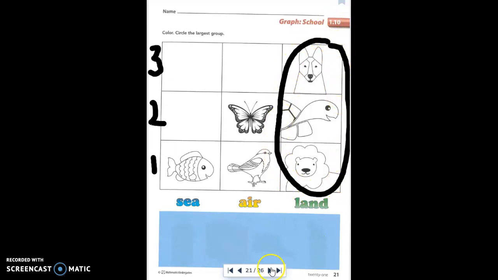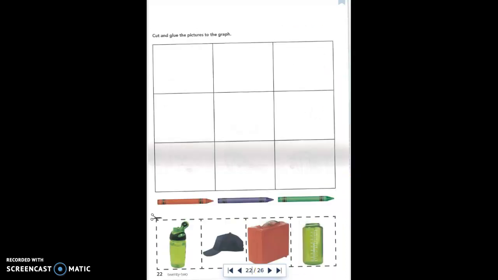All right? Now I'm going to flip over on the back, and this is where you're going to need your glue sticks and your scissors. You're going to cut out the items at the bottom here. It looks like we have a water bottle, a baseball cap, a lunchbox, and a larger water bottle. And what we're going to do is we're going to look at this graph. So this is an empty graph. It does have a key down here, and it's telling me that I'm going to be doing this graph and sorting the items by the color. I'm going to sort them by red, blue or purple, and green. So you need to cut out these items and you need to put them in the right group.